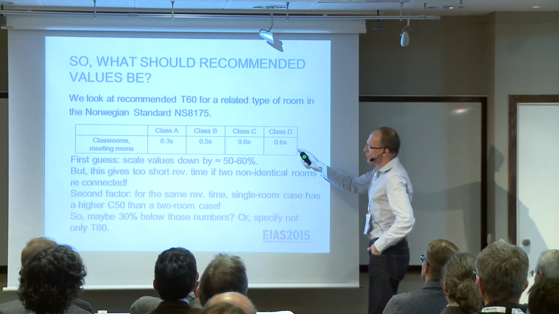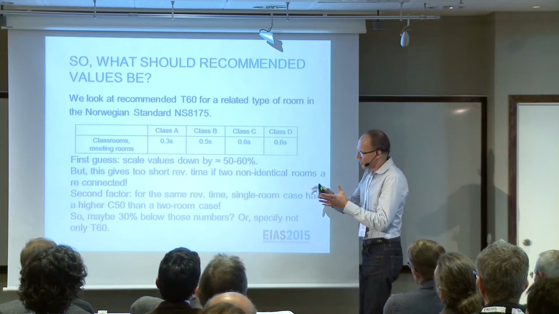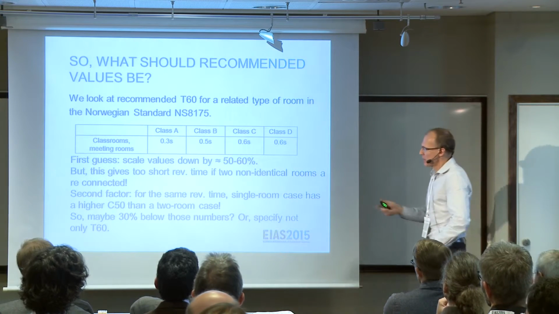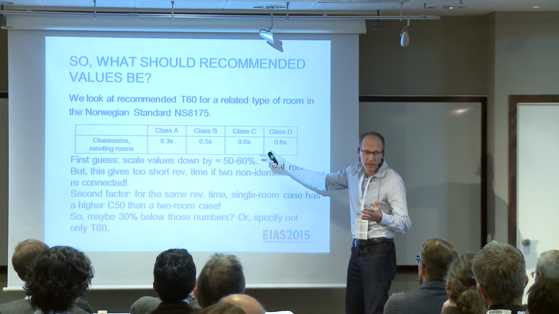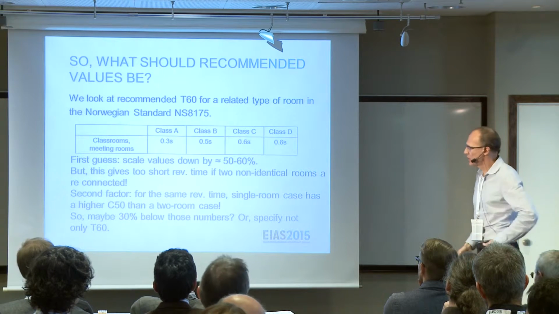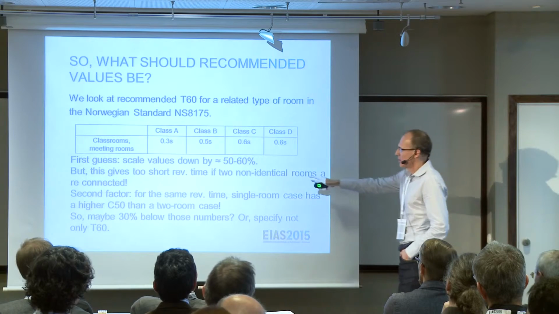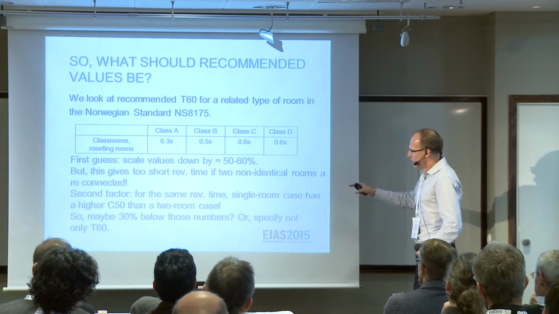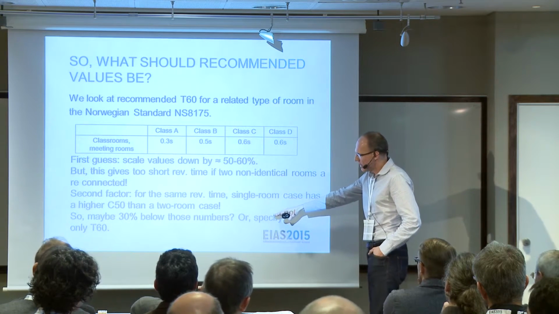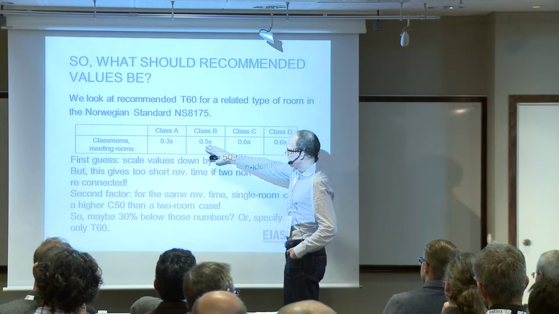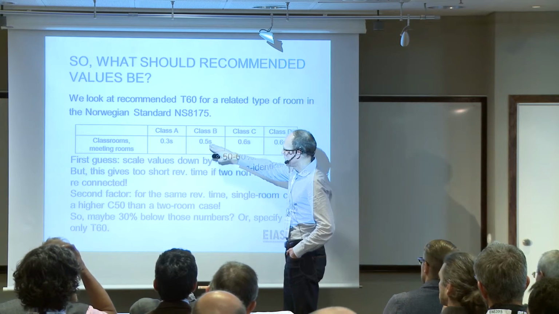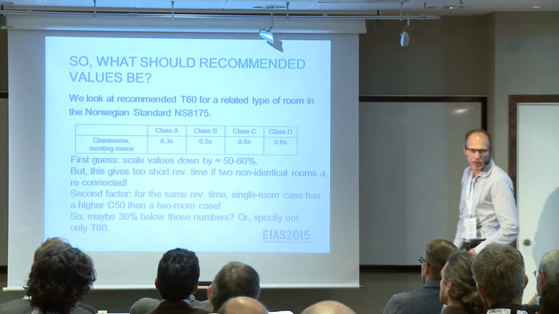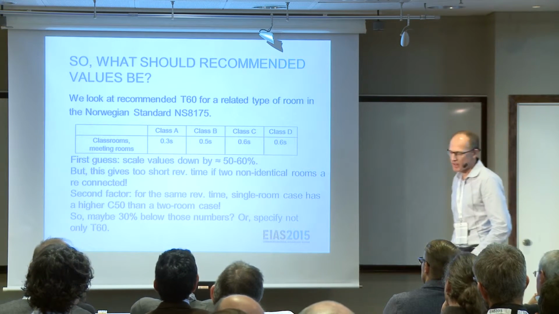Based on what we saw in making measurements and convolving impulse responses to simulate that we connect two such rooms together, it seems like maybe we'll need to scale these values down by 50-60%, which would be a bit extreme, because that would give too short reverberation time for many situations. So we would probably adjust these values a little bit further down, but we would probably also need other parameters than T60, like Erling discussed earlier.